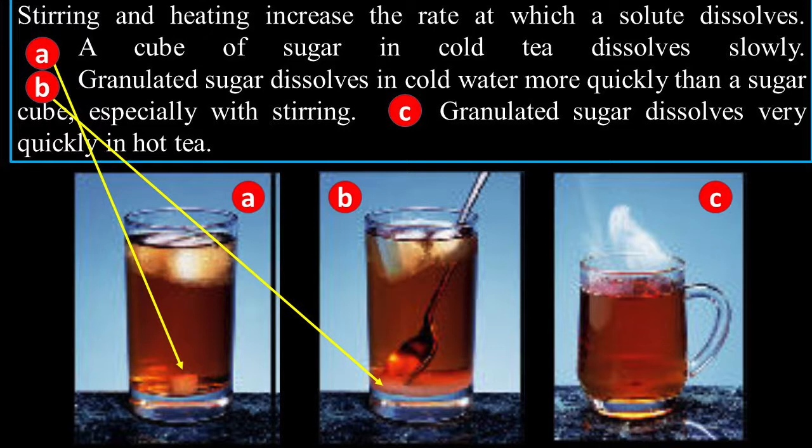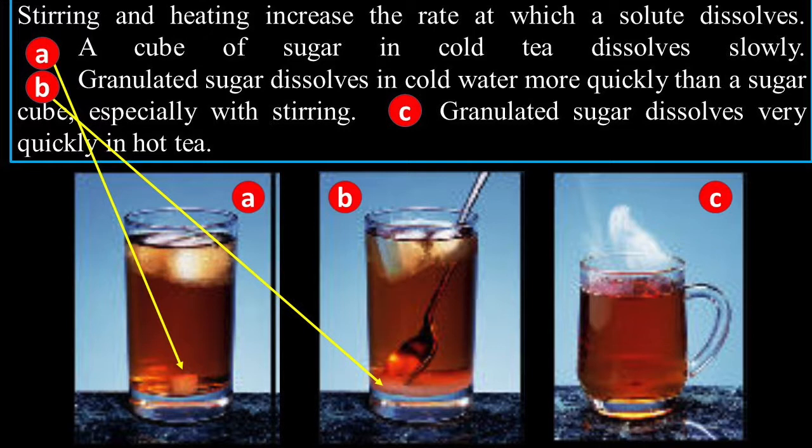A, a cube of sugar in cold tea dissolves slowly. B, granulated sugar dissolves in cold water more quickly than a sugar cube, especially with stirring. C, granulated sugar dissolves very quickly in hot tea. You've all seen that before.